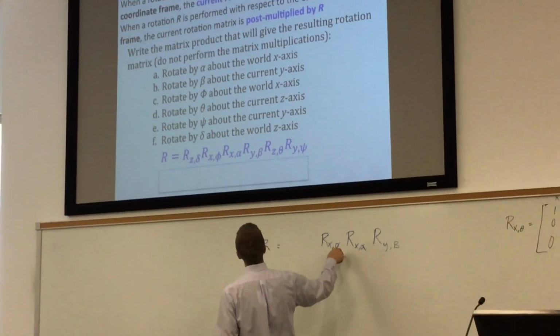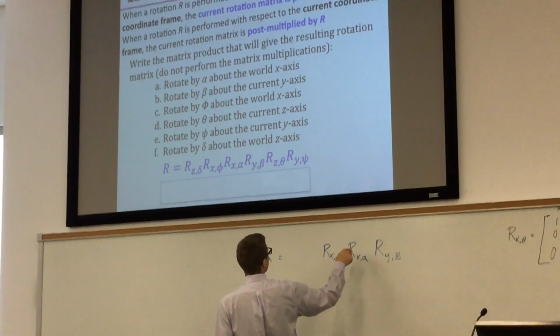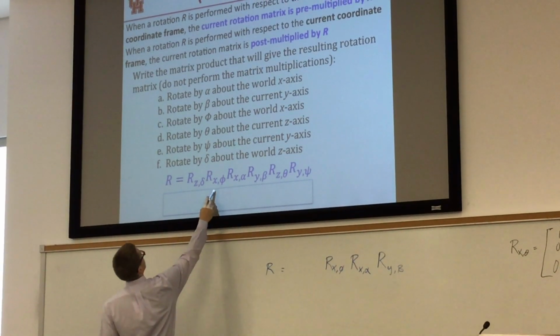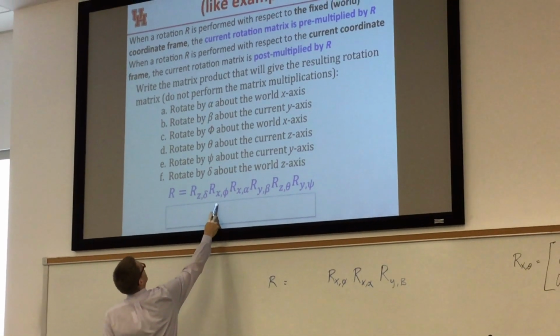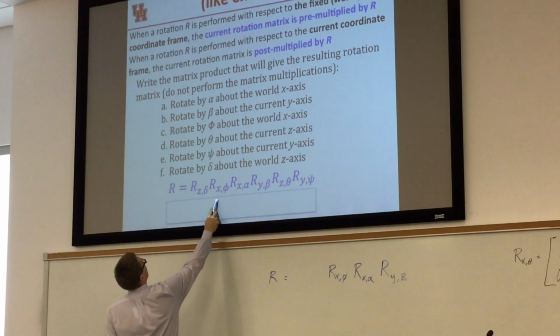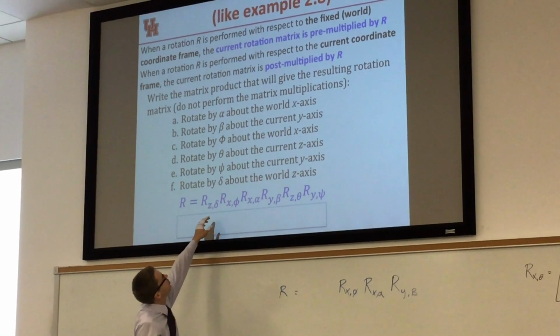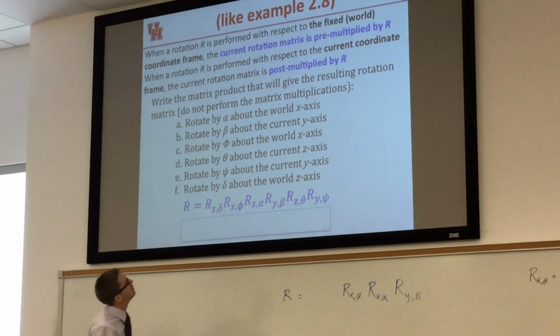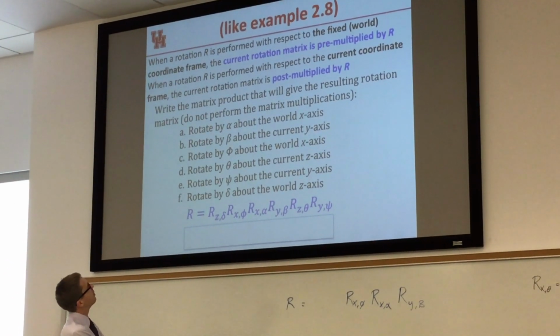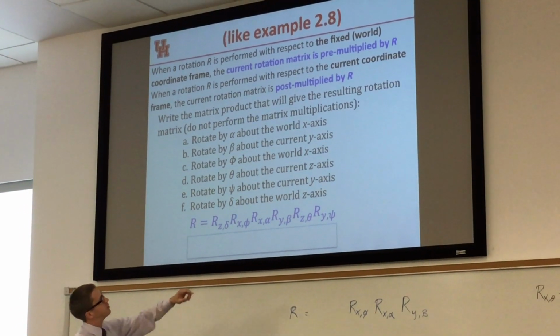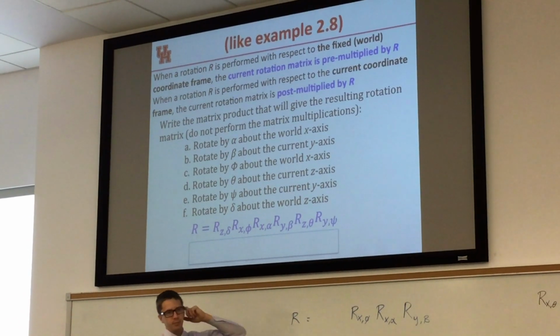X about alpha, and then we rotate around the current, so that's a post multiply, and then by the fixed, we pre-multiply, and then we do it about the world. So we're going to pre-multiply alpha, pre, post, post, and then our pre for the last one.